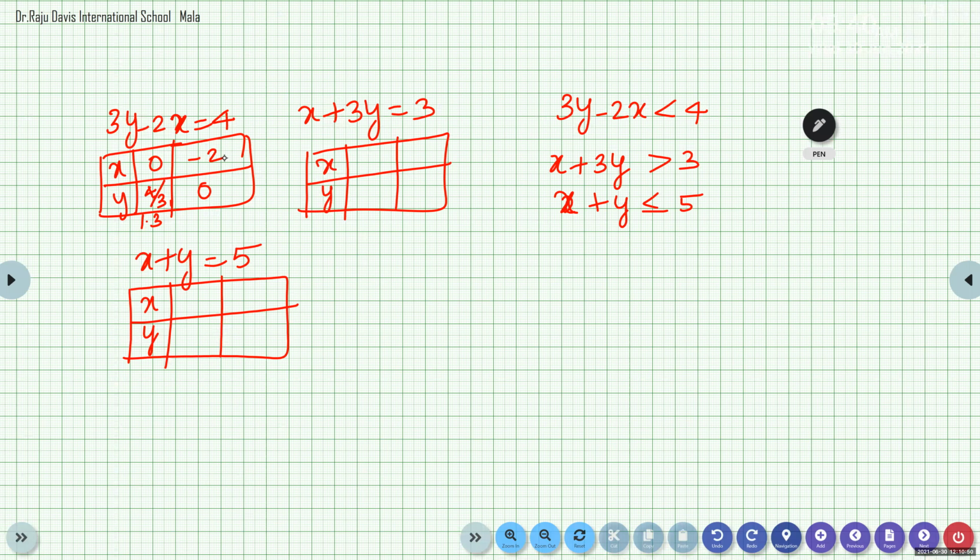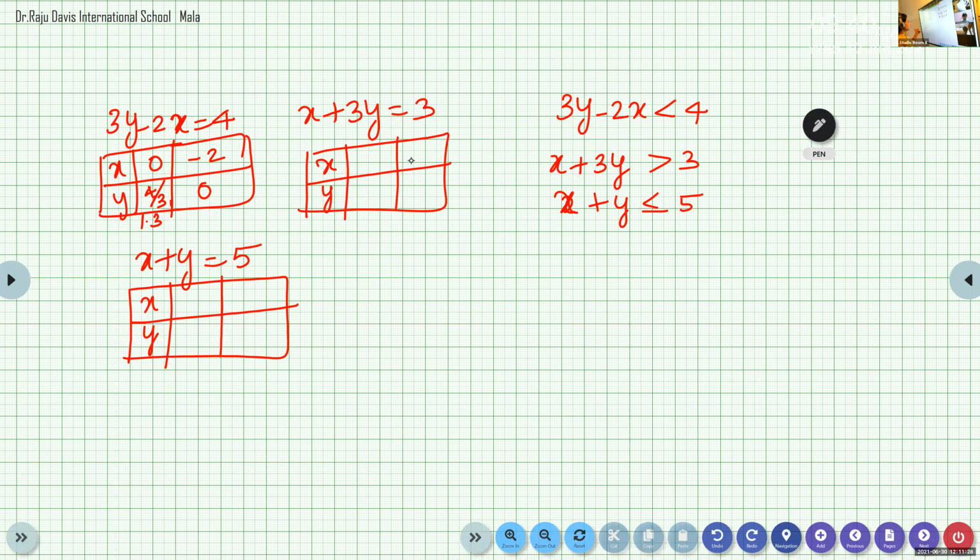Aditya, when x is 0, what is the value of y? Y is 5. Y is 1. Then what about y? When y is 0, what will you get? When y is 0, the value of x is 3. Is it okay?